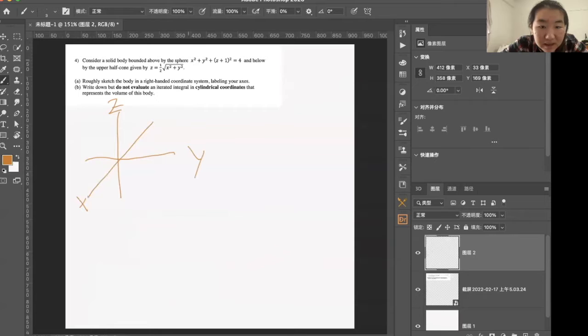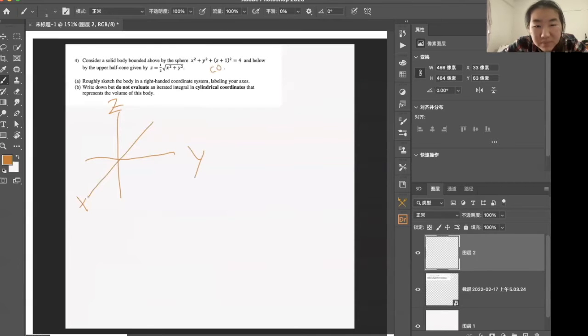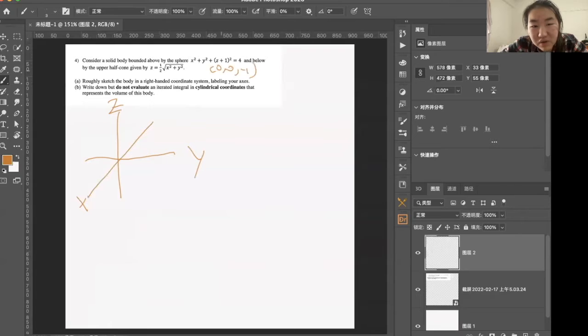And we can see that it was bounded above by a sphere. And from some previous knowledge, we know this will be the center with a radius of 2, and the bottom was z equals 1/2 square root of x squared plus y squared. And we know in this equation, z is proportional to x, and z is proportional to y. Therefore, let's draw the bottom first.